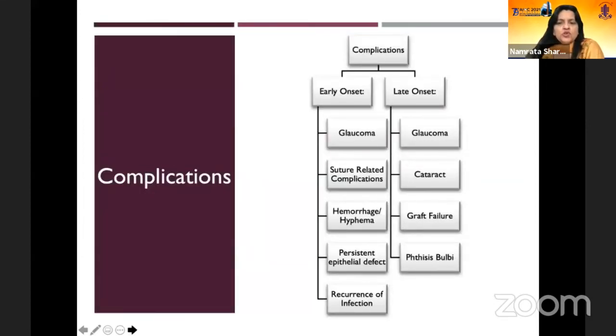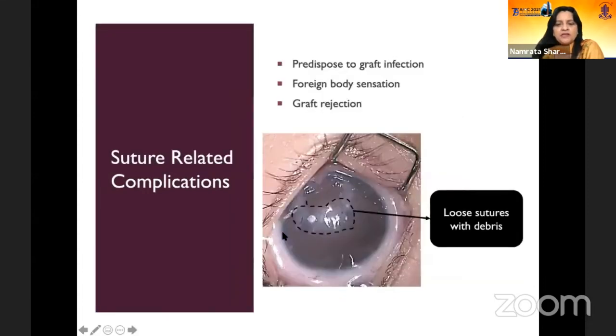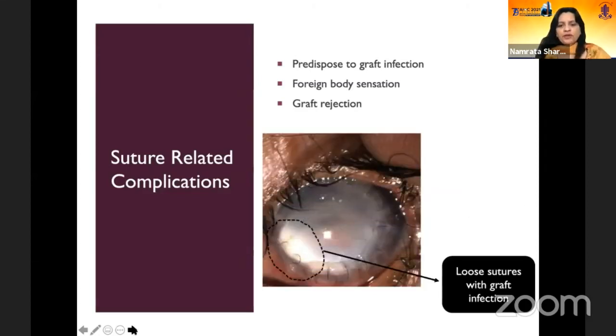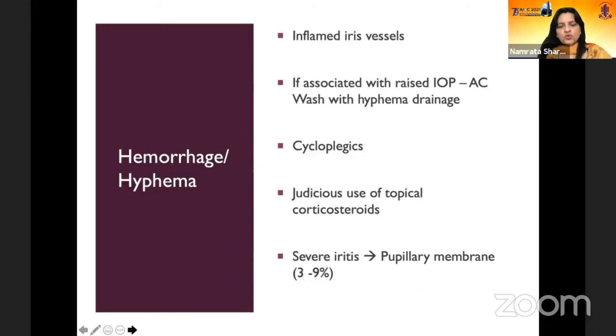Now, the complications could be early onset or late, and I would be showing you only a few of them. There could be glaucoma, suture-related problems, hemorrhage, persistent epithelial defect, and recurrence of infection, and late onset could be glaucoma, cataract, graft failure, and phthisis bulbi. So these are the loose sutures. They should be immediately removed, because otherwise they would lead to recurrence of infection. And this is a loose suture with graft infection occurring at the place where the suture was loose.